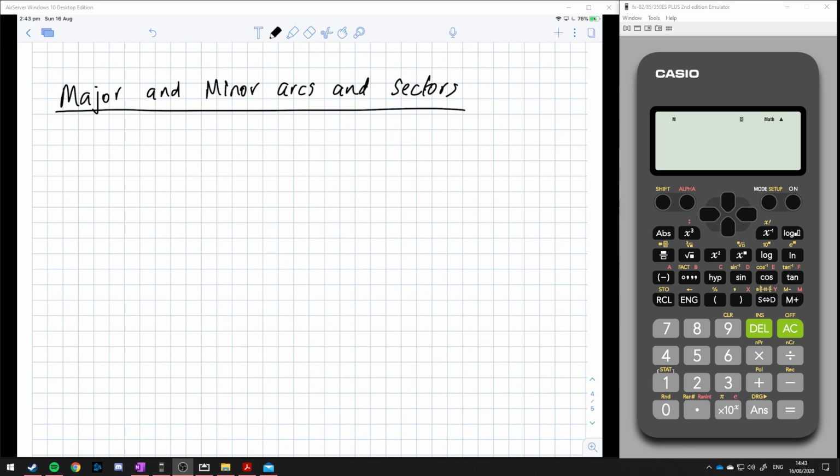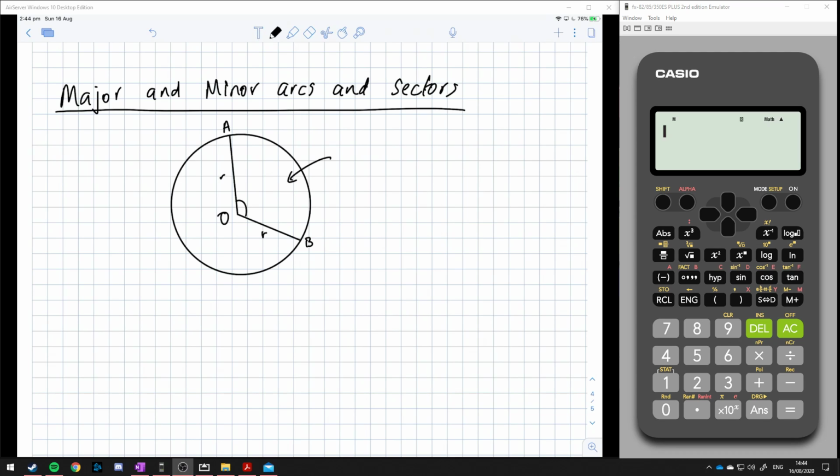Okay, so major and minor arcs and sectors. This is really straightforward. It's pretty much the same as what we've just done, but using the words major and minor. So let's say we have a circle, okay? And let's say this circle has a part of the circle like this and like that, okay? So O, A, and B, some measured angle, and R and R.